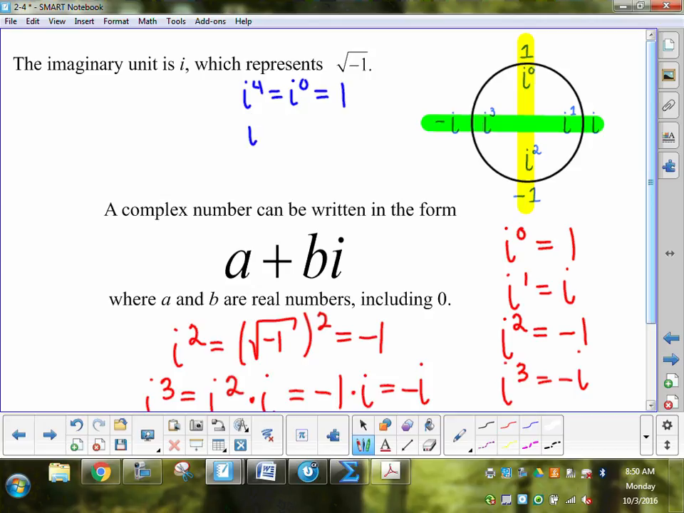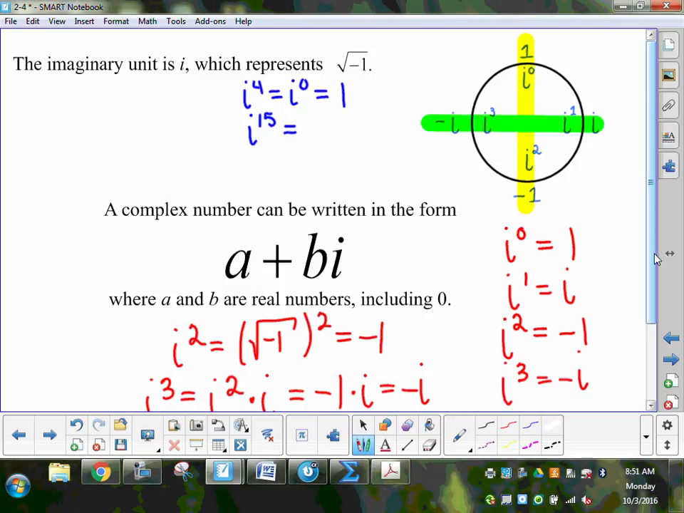Who can tell me, please, what i to the 15th power would be equal to? You can count your way around. Some of you will notice that there's a shortcut in just a minute. Maybe you'll see it. We'll count our way around. We'll wait for a few of you that can tell me what i to the 15th is going to be the same as. What do we want to say? I to the third, which is what? Negative i.